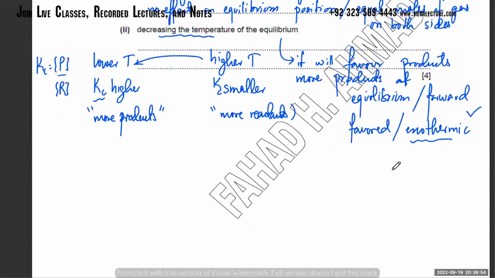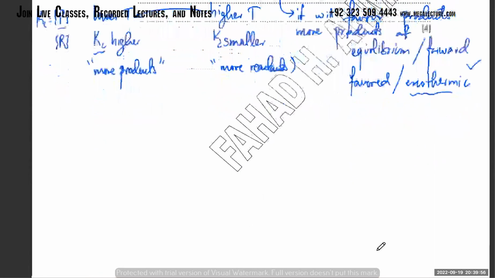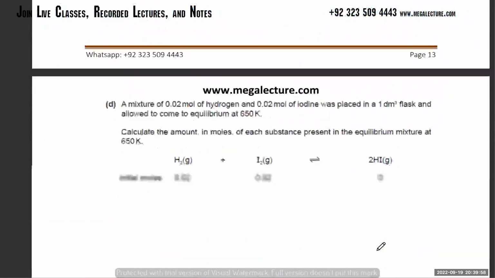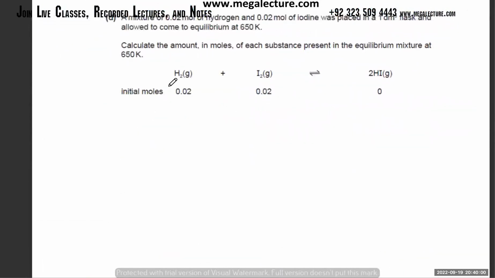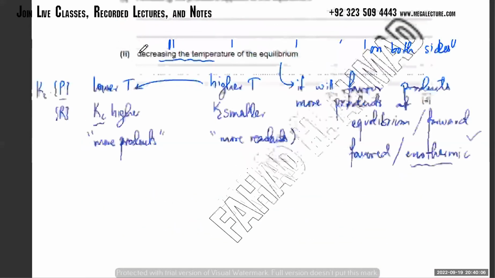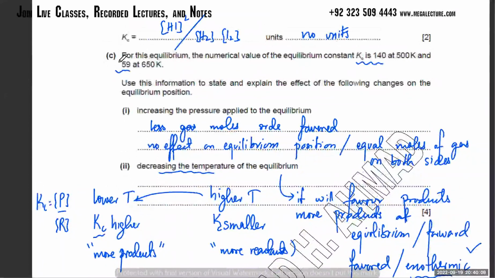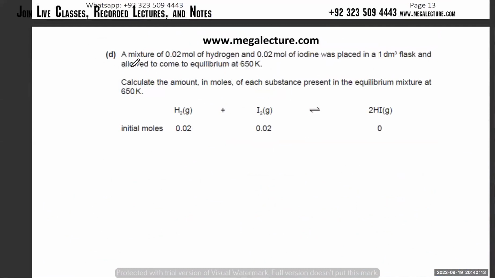So now coming back to the main question, which is about this thing. The initial moles are given. You know the value of Kc at 650. He's talking about 650 kelvins. We already know the value, in the previous part they gave us 650 kelvins. Its value is 59. So I know that Kc at this temperature has a value of 59. That's given in the last part.